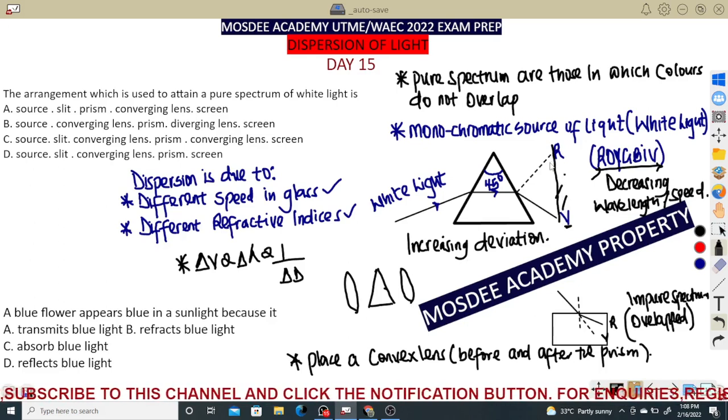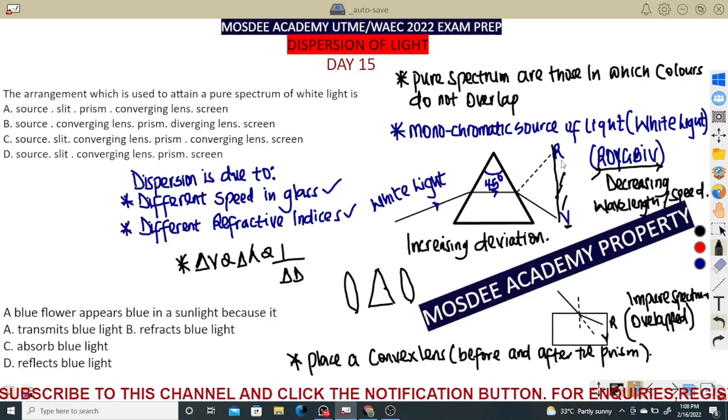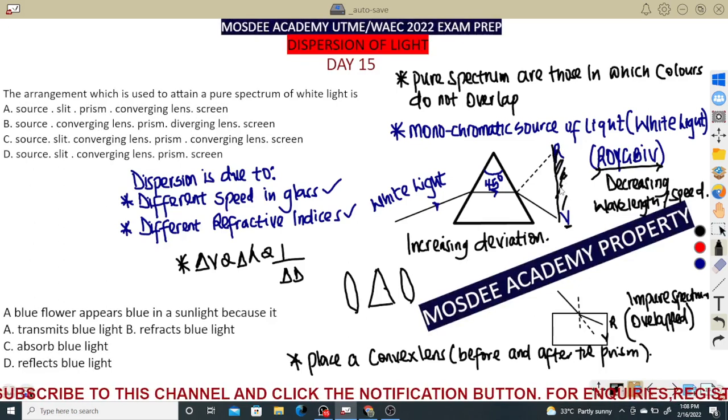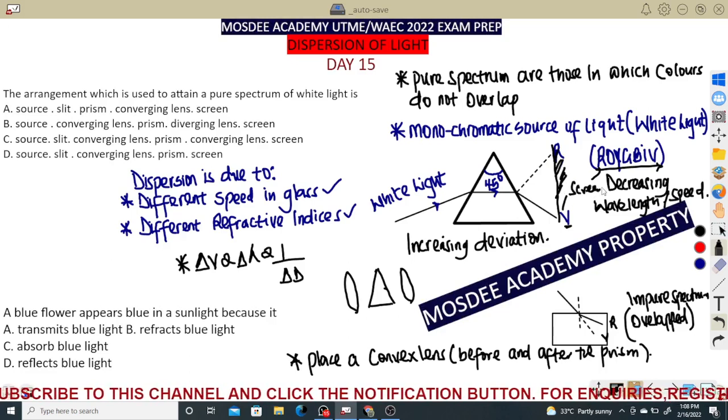You understand? Because you are seeing the screen there. On the screen. So note, this is the screen where you take all the colors. Now, my point is there must be two converging lenses. That's what I'm talking about. One before and one after.